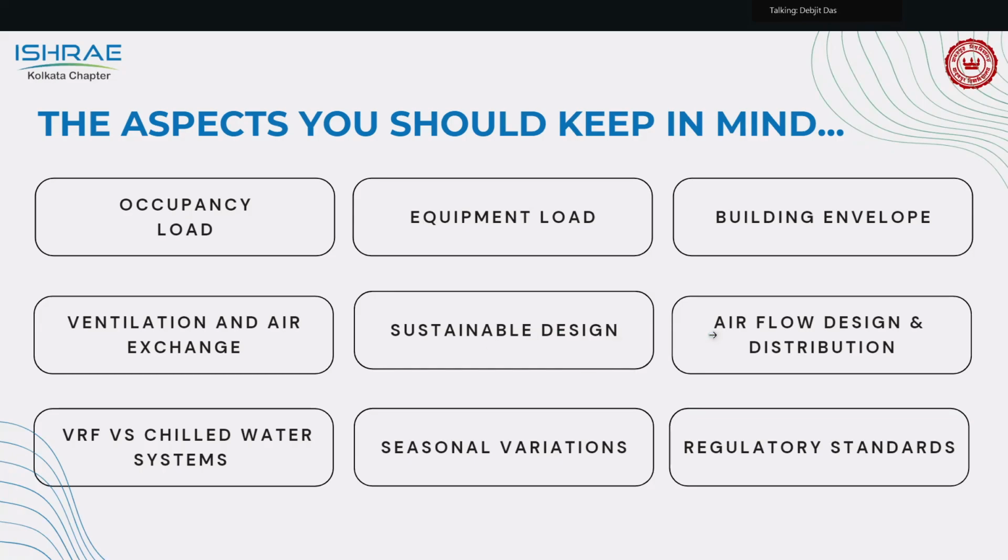Fifth is sustainable design. I don't think I need to emphasize more on it. Sixth point is airflow design and distribution. The airflow design that we have already mentioned regarding the duct sizing and everything. So where would your central cooling system be located, how the ducts would be designed, how the ducts would be distributed, everything you need to keep in mind. Seventh point is VRF versus chilled water system.